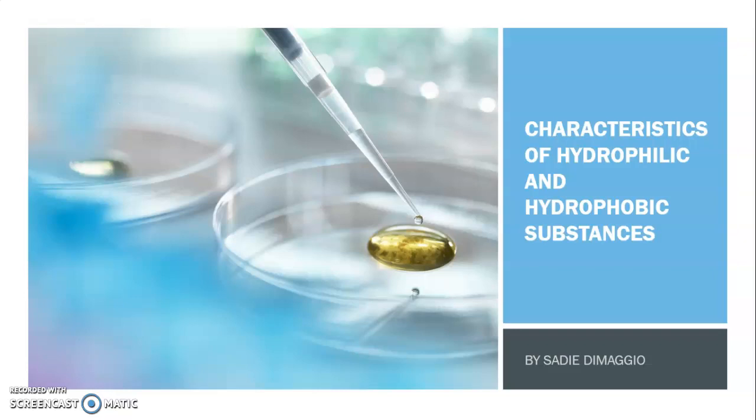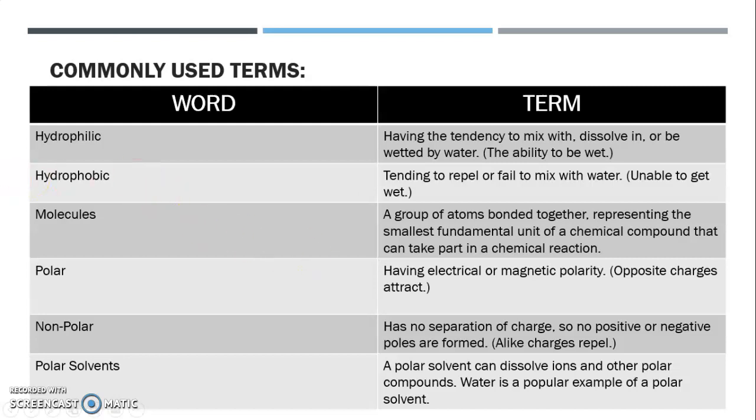So, first off, I'll go through the terms that I will be using a lot. Hydrophilic is pretty much just stating that it has the tendency to mix, dissolve, and be wetted by water. So it has the ability to become wet. Hydrophobic has the tendency to repel or fail to mix with the given substance, therefore water. So pretty much saying unable to get wet.